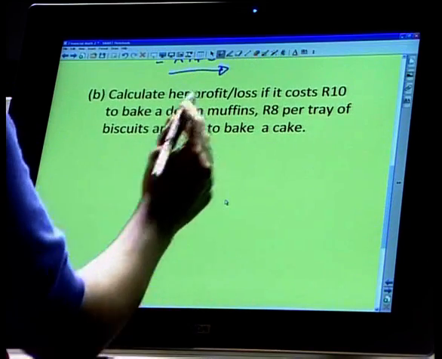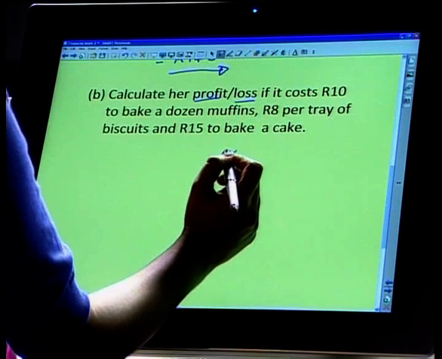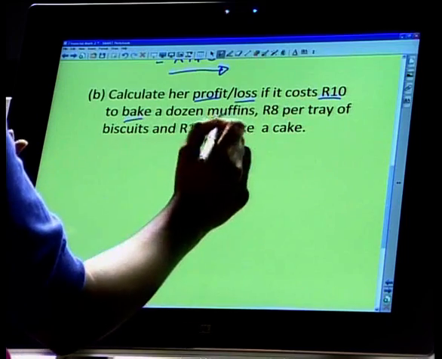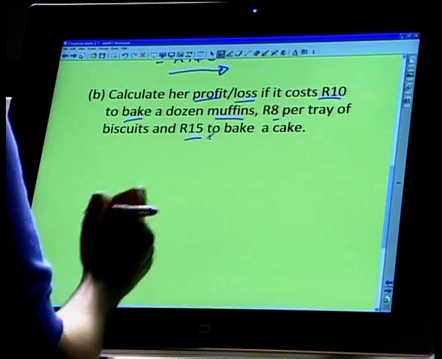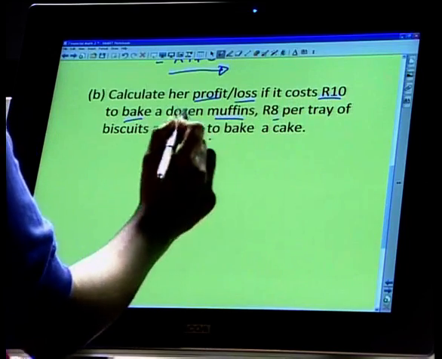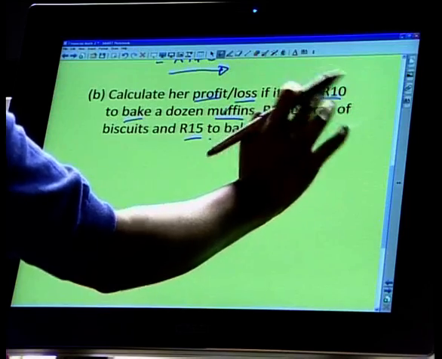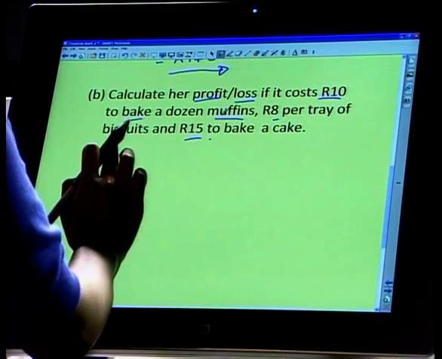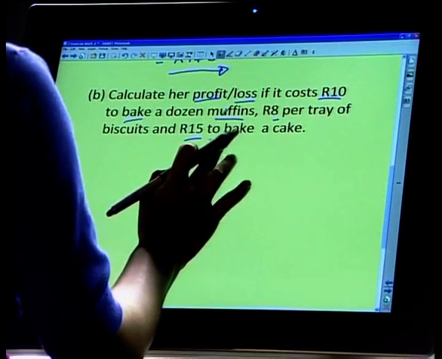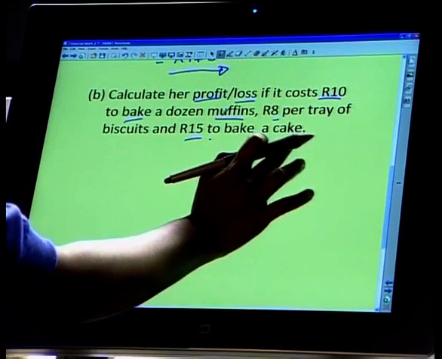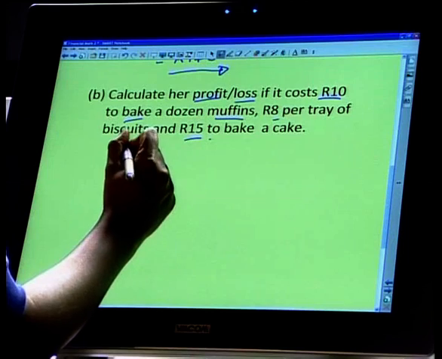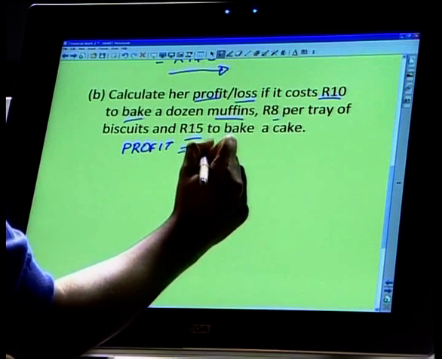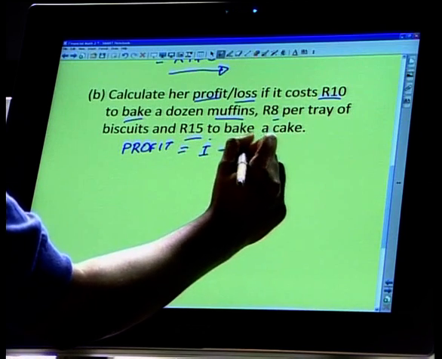They then want us to calculate her profit or her loss if it costs, and then they give us the cost price of each of the items that she bakes. Okay, so it costs 10 Rand to bake a dozen muffins, so 10 Rand per 12 muffins, 8 Rand to bake a tray of biscuits, and 15 Rand to bake a cake. All right, first remember that profit or loss is equal to income minus expenses.